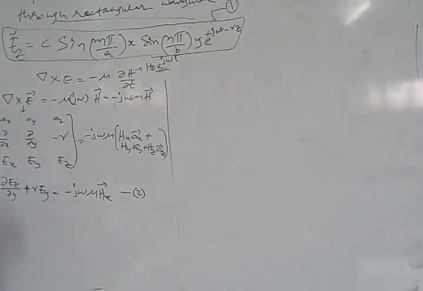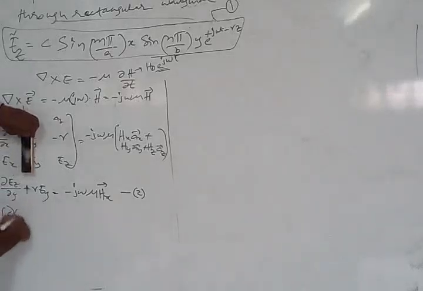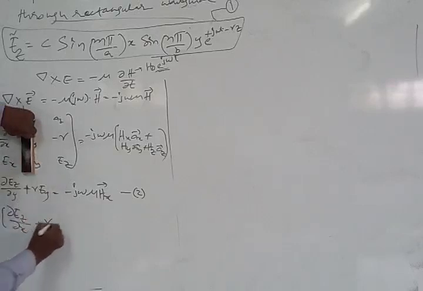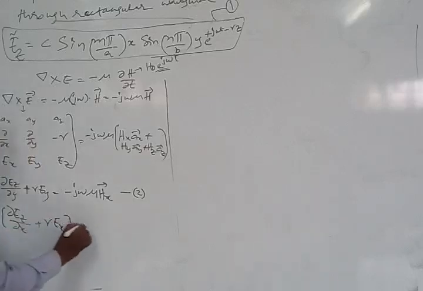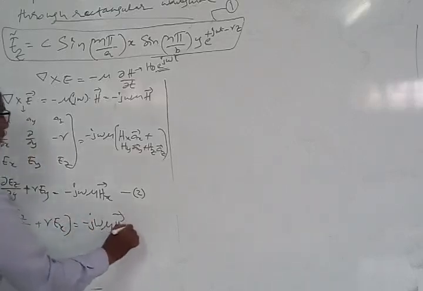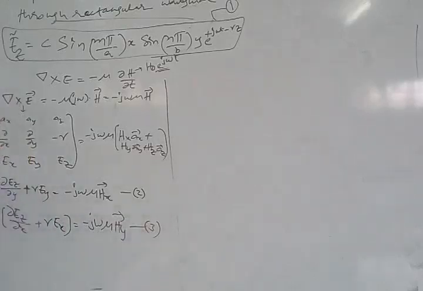Then next I will be going with Ay component. So Ay means minus of what I am going to have dou Ez by dou x. Alright, dou Ez by dou x plus gamma Ex, is equal to minus j omega mu Hy. So second equation I get.